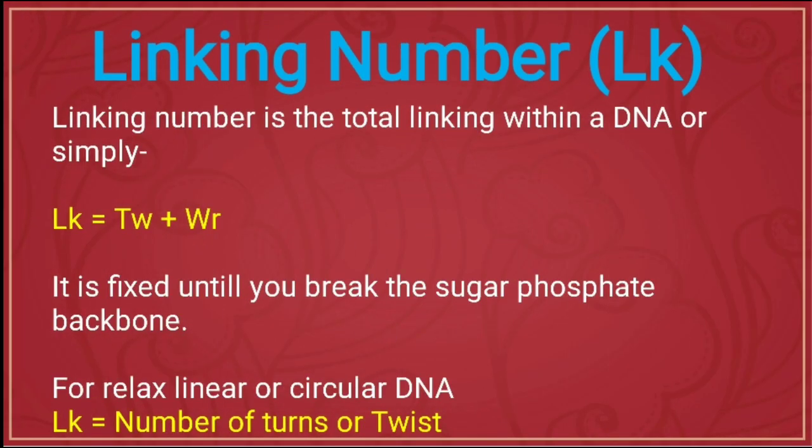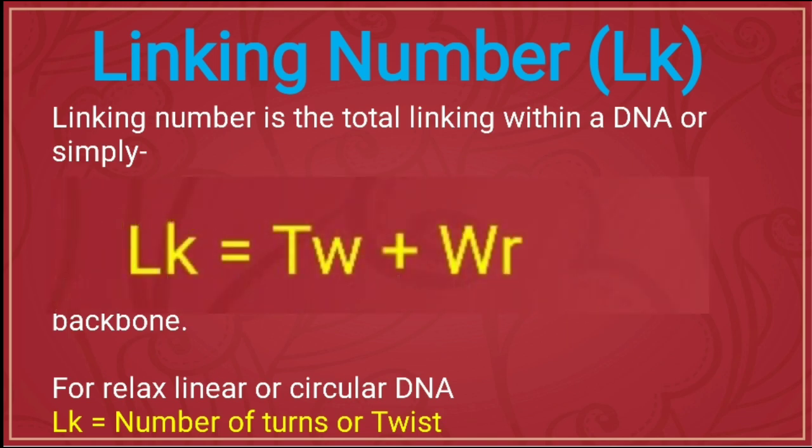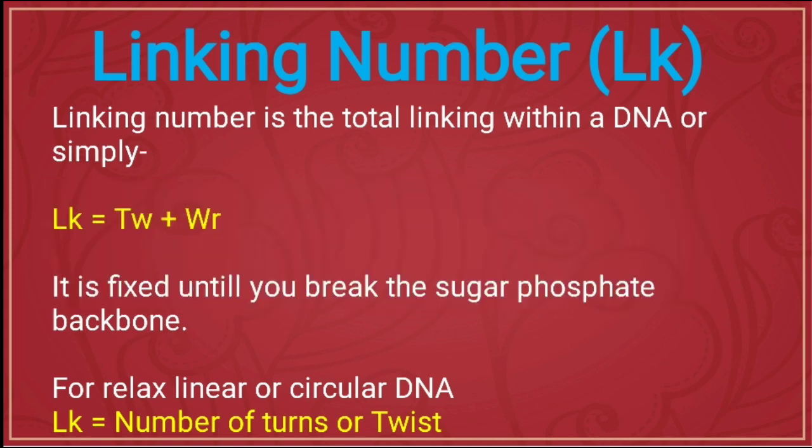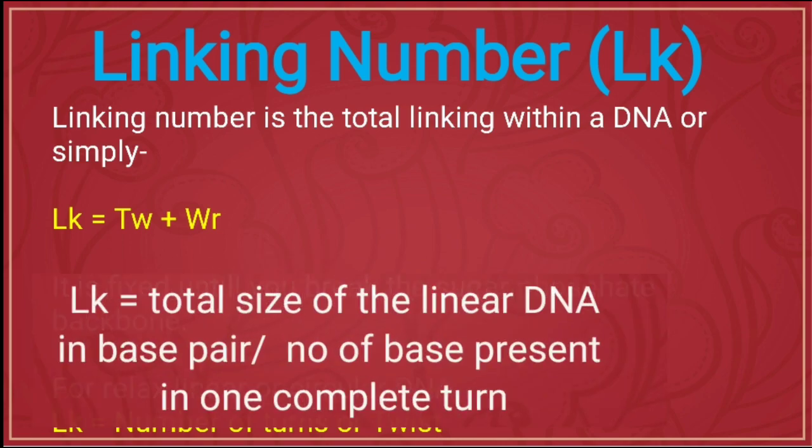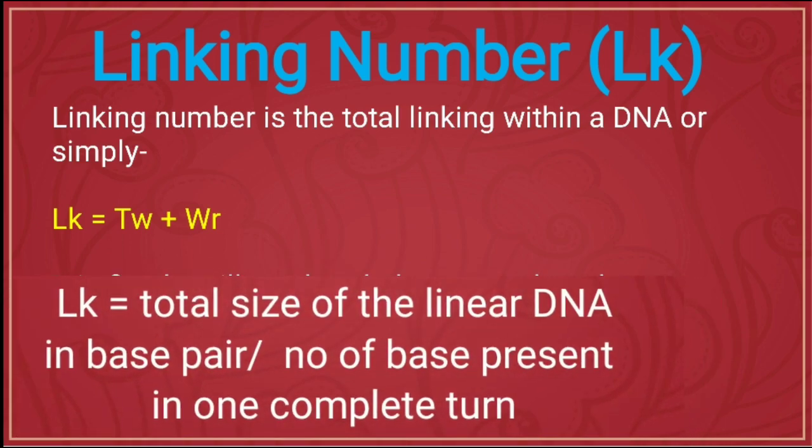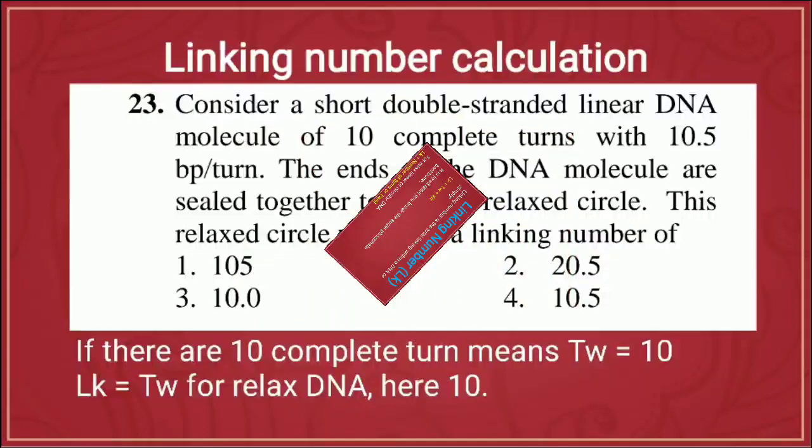The third parameter is called linking number and it is the total number of linkings within a DNA, or it can be expressed as linking number is equal to twist plus writhe. The value of linking number is fixed unless you break open the sugar phosphate backbone. This is another way by which you can calculate the linking number of a DNA.